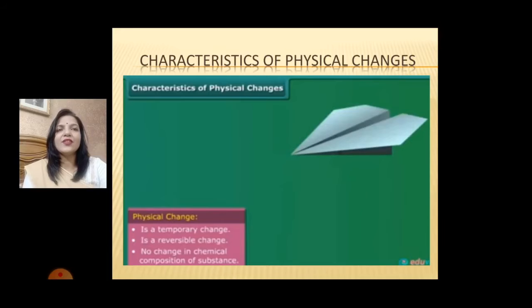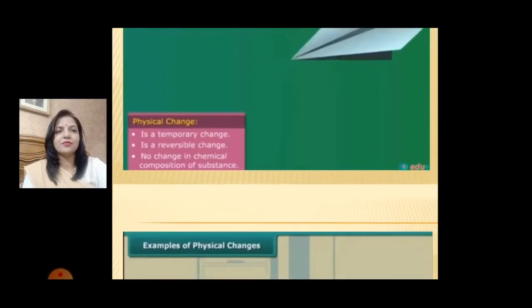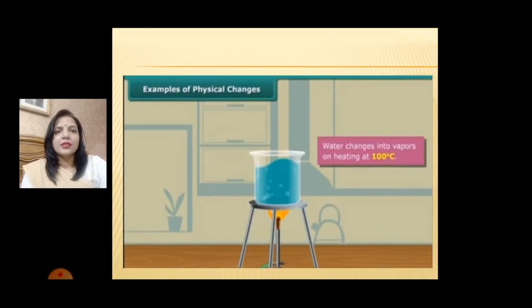Examples of physical changes: water changes into vapors on heating at 100 degrees Celsius. Ice changes into water on heating. Vapors condense into water drops on cooling. Water changes into ice on cooling at 0 degrees Celsius.